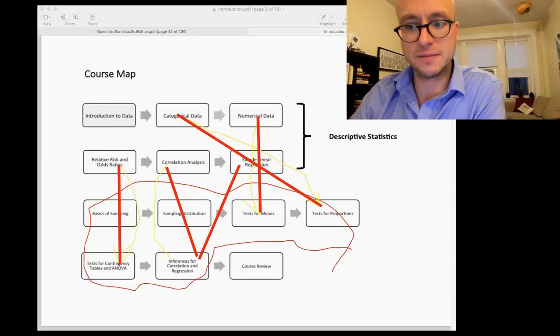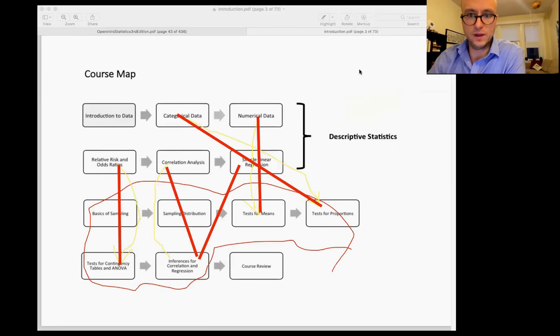Are there any questions about what I would perceive to be the architecture of this class? Okay, advance apologies for that.